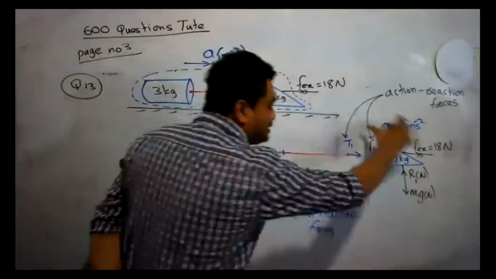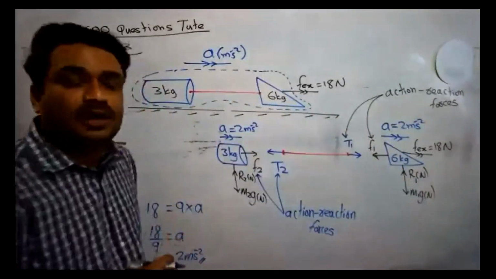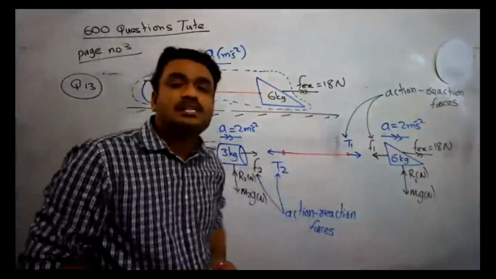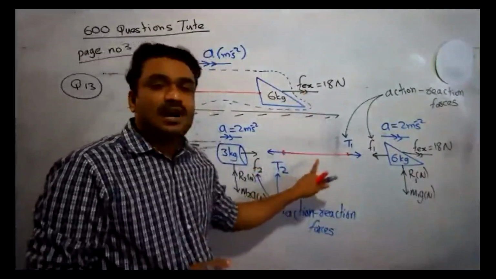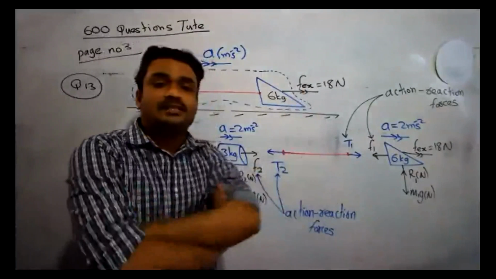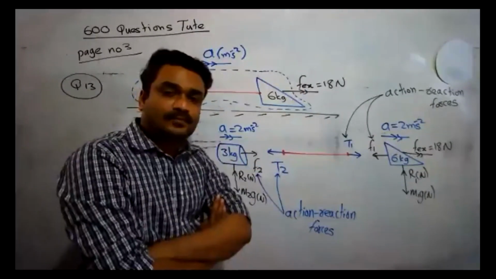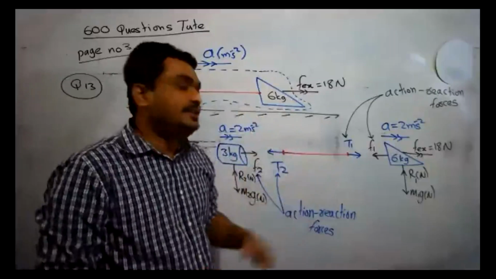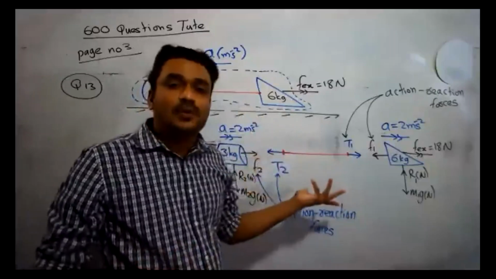So these diagrams are said to be free body diagrams. Why didn't I mark mg for the string? Somebody please tell me. Why didn't I mark m3g Newton for the string? It is a light object, sir. The string is a light object. This string does not have a mass, so there is no weight.